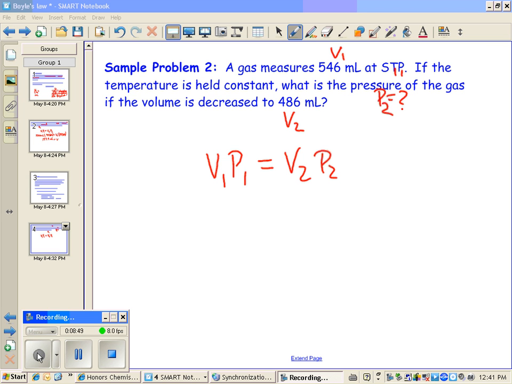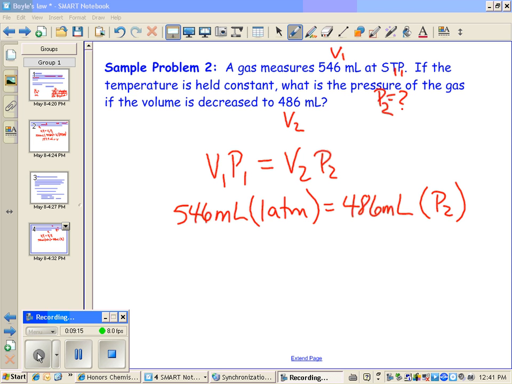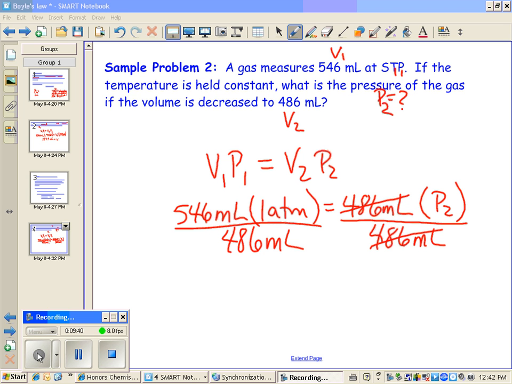So what I'm going to do is now plug these numbers in. 546 is my volume. Pressure 1, I can use whichever standard pressure I want because it's easy to multiply and divide by 1. I'm going to use 1 atm. Equals volume 2, which is 486 milliliters. And I don't know pressure 2, so that's my X. For those of you that are a little bit slow in your algebra, you already know that in order to solve for my X or my P2, I'm going to have to divide both sides by 486. Everybody understand that? So I'm going to divide this side by 486 and this side by 486. Which means that over here it canceled out, correct?